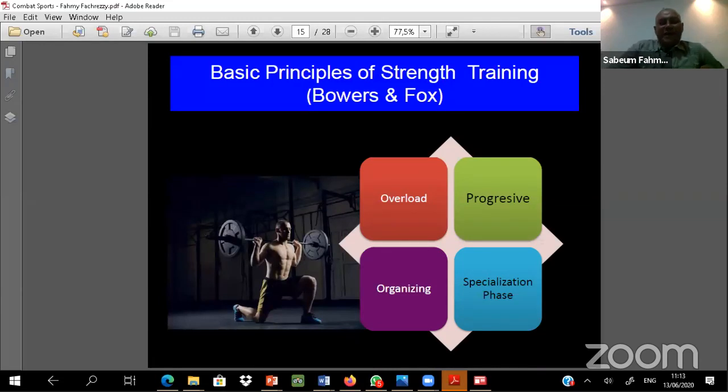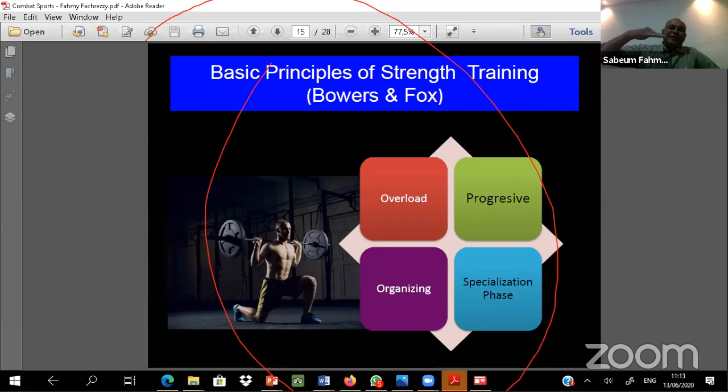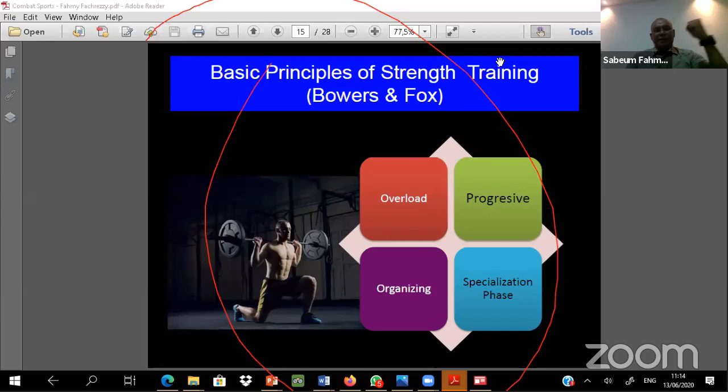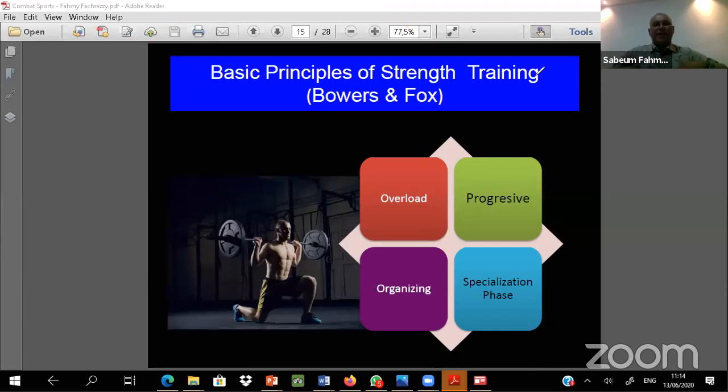Okay, principles of strength training. Always progressive, more up. And special phase, organizing your program. Don't do upper body, then the next program upper body, and the next upper body again; that is not organized. You must change: upper body, then lower body, then core, and upper body again. Always change the part of training. It's good organizing.